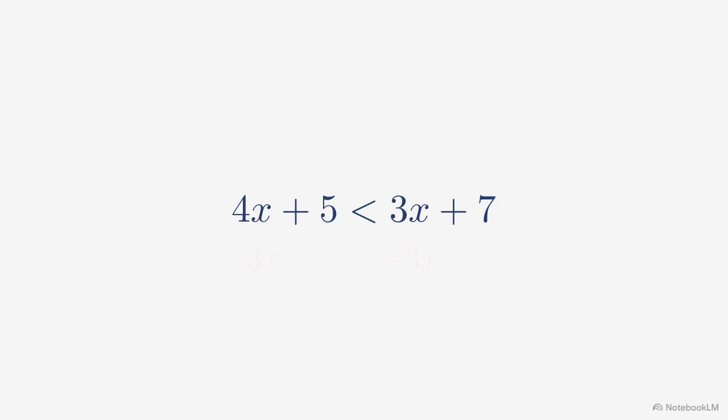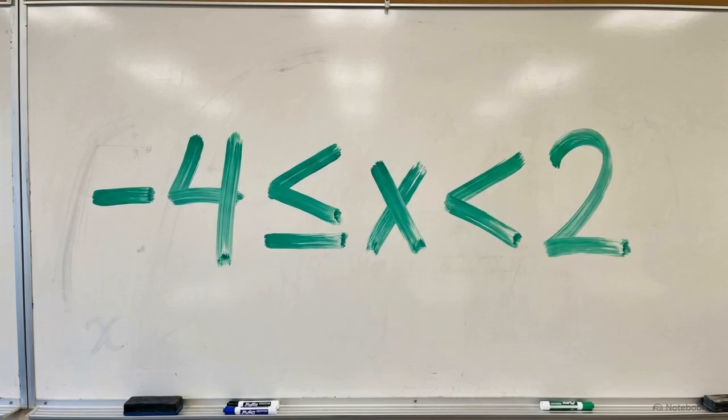Let's check your work. Subtracting 3x from both sides leaves us with 1x on the left. Then, subtracting 5 from both sides gives us x is less than 2. Now we combine them. Since x must be greater than or equal to -4 and less than 2, we write it as one continuous statement. -4 is less than or equal to x, which is less than 2. This merged result defines the specific corridor of numbers satisfying both sides of the original problem.